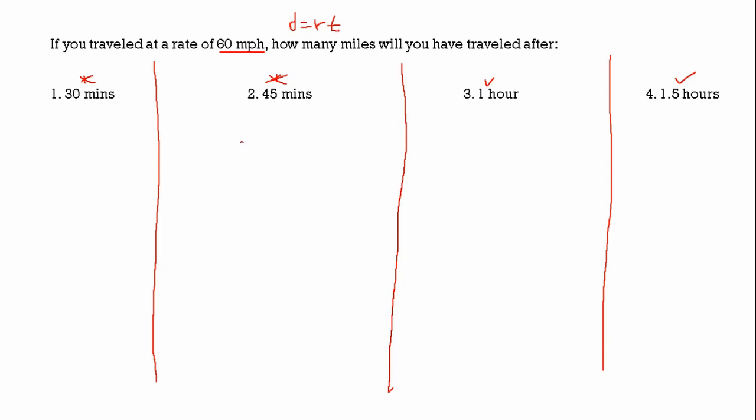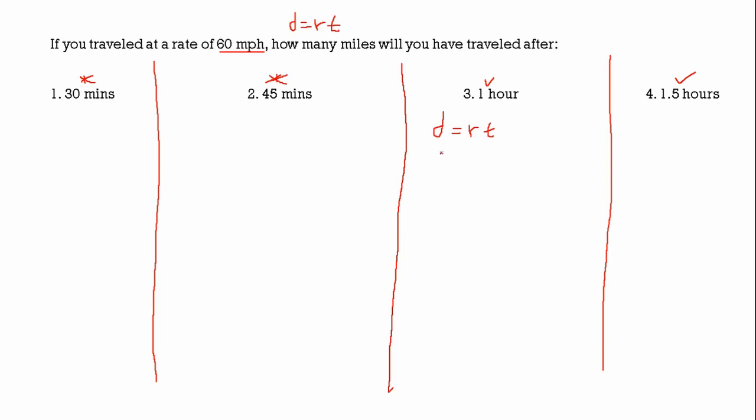So again, we're working with the distance formula, which is represented by D equals RT. D, of course, stands for distance, R stands for rate, and T stands for time. Typically, distance is in miles, rate is in miles per hour, and time is in hours. What you do is, given the information you're provided, you plug things into this formula and use some basic algebra skills to solve accordingly.